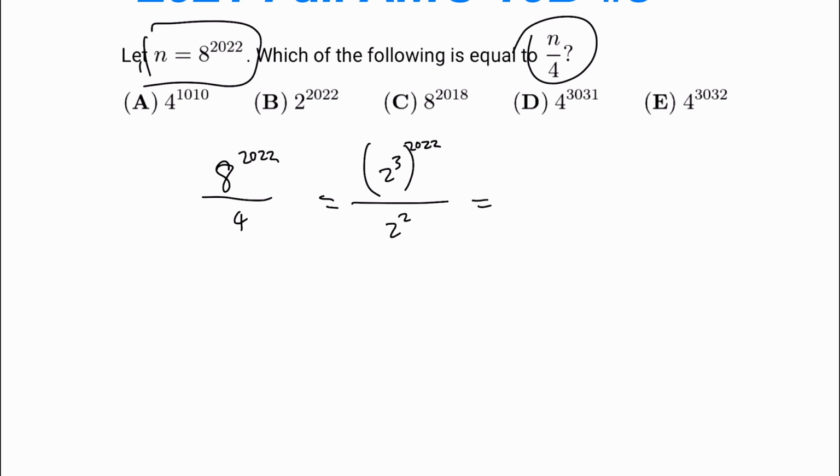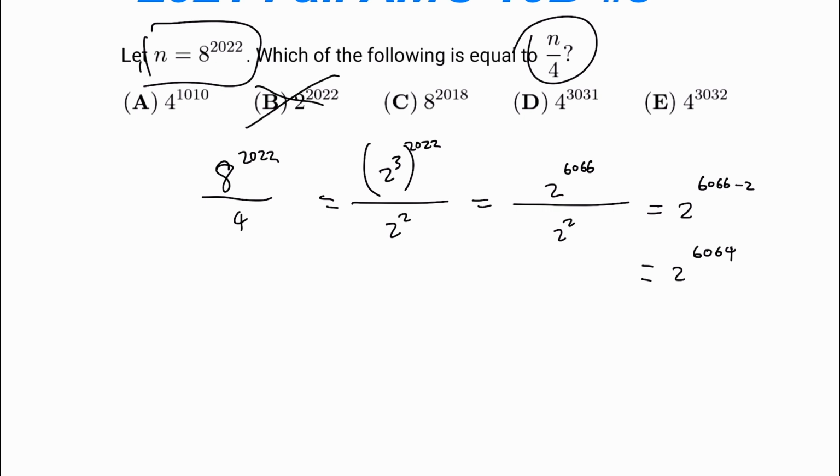That is 4. Which means that on the numerator, that is going to be 6,066, and the denominator is going to be 2 squared. Which means that we would get a final result of 2 to the 6,066 minus 2, which is 2 to the 6,064. But we see that the only choice that has base 2 is B, and that obviously is not our answer, which means that we can cross this out.